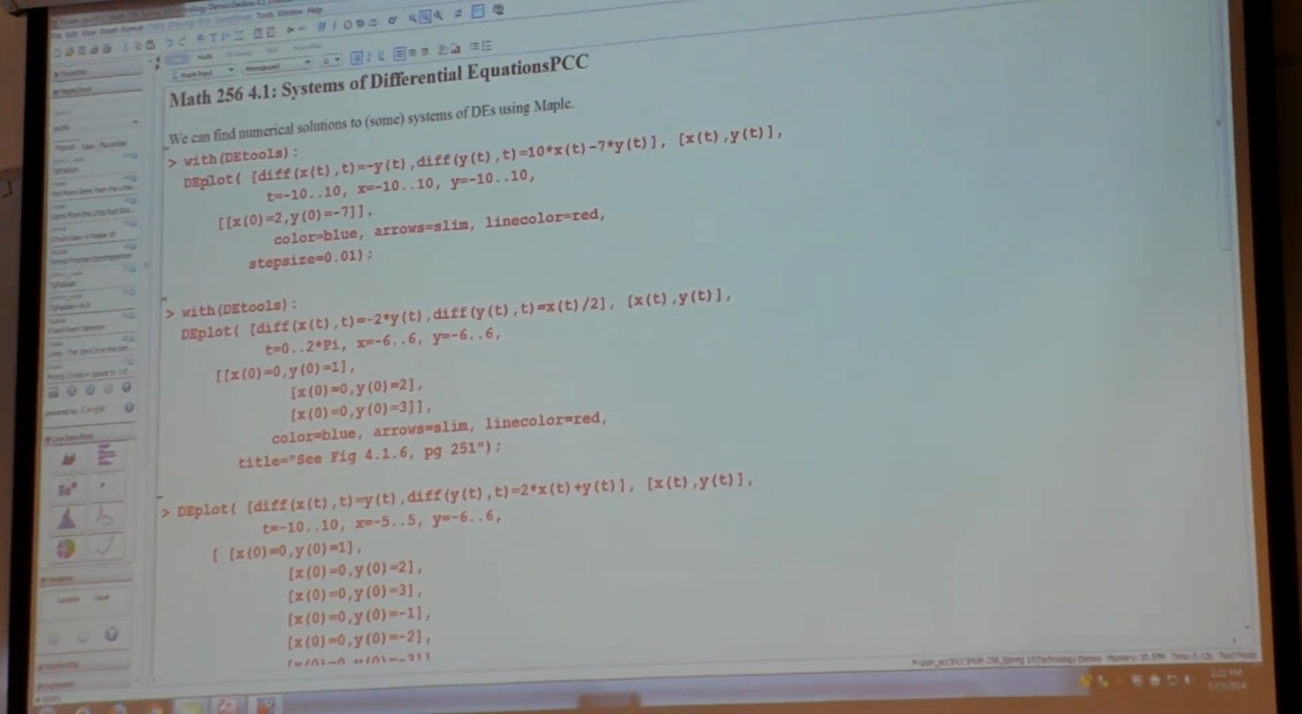But this is a DE plot, so you have to include DE tools. What this does is it takes those simultaneous equations, system of equations, and instead of solving and spitting out the answer, it plots the parametric or vector function x of t, y of t, based on these two initial conditions. So initial conditions right here, x of 0 equals 2, and y of 0 equals negative 7. Those were our two initial conditions. And this is what the parametric curve would look like.